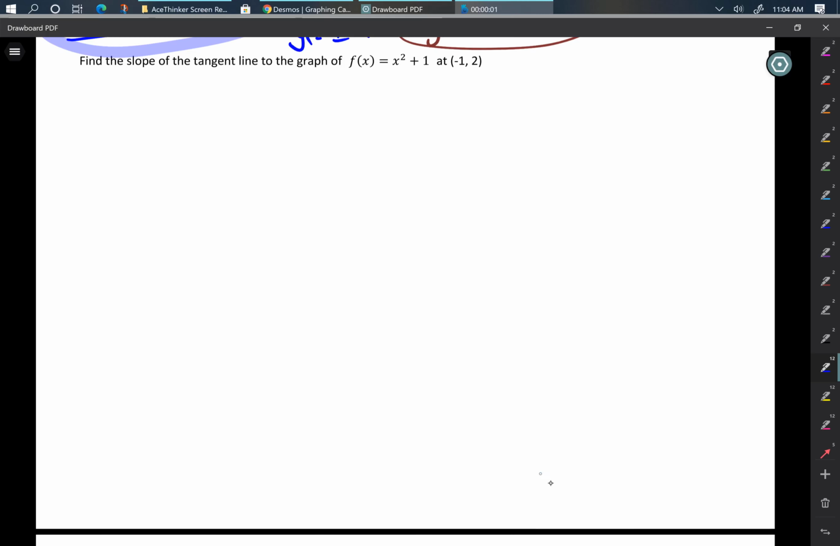Right, so welcome back to part 2 of session 3.1. Again, we're doing the finding the slope of a tangent line to a graph at a point.